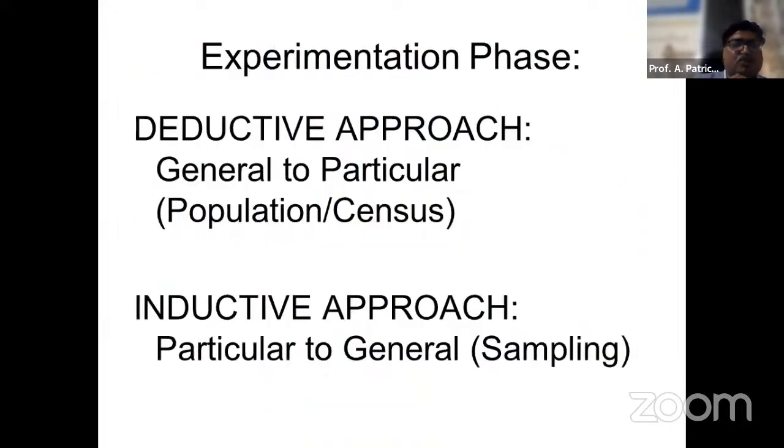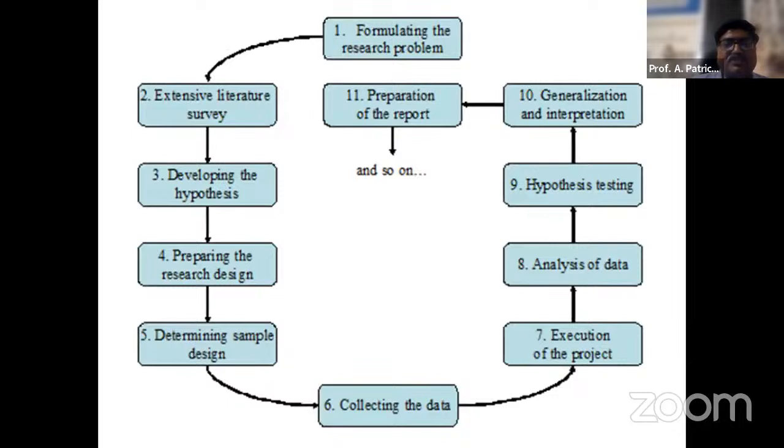Now, this is where I said about what is the deductive approach. When I go from general to particular, that is population, or I do a census study. And most often, when we go about doing our research, we do what is called an inductive study there. That is from particular to general. And this is the entire process that is involved.